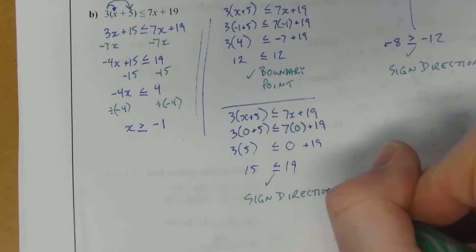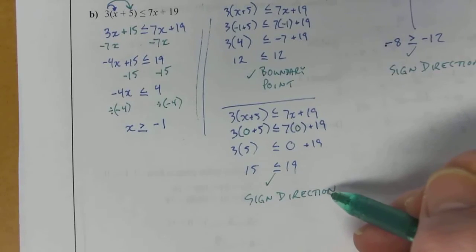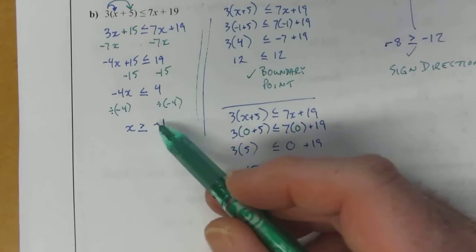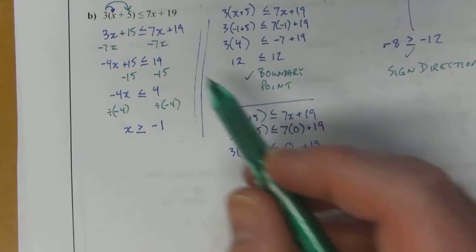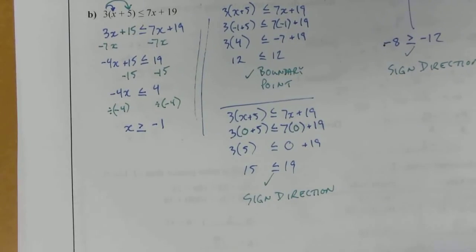And so now we've confirmed both the boundary point and the sign direction. So we know that x is greater than or equal to negative 1 is the correct solution for this question. All right.